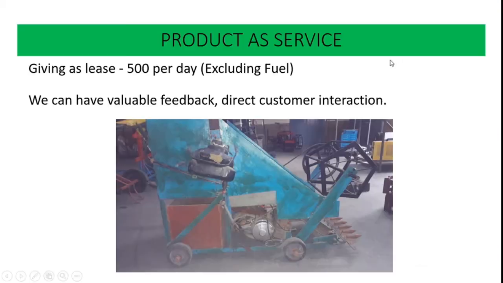After that, we can give this product on lease, at about 500 rupees per day, excluding fuel. The fuel may be solar. We can introduce solar panels into the machine, and we can actuate all the mechanisms with solar energy. And then we can get valuable feedback and direct customer interaction. I have already shown this machine to a lot of customers at exhibitions. From the exhibitions, I can collect feedback from customers.